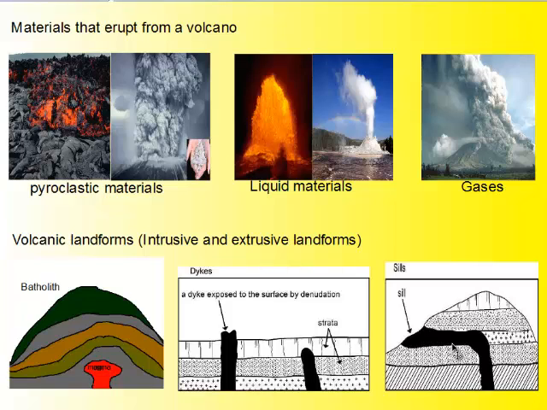So the main difference between a dike and a sill is that the dike is discordant in nature and the sill is concordant in nature. In other words, the dike is vertical in nature and the sill is horizontal in nature. So that is what we did in the previous lesson.